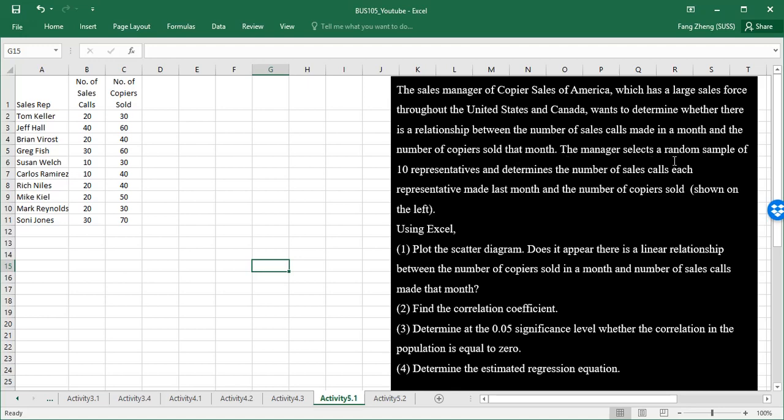The manager selects a random sample of 10 representatives and determines the number of sales calls each representative made last month and the number of copiers sold. So the data are shown on the left side.